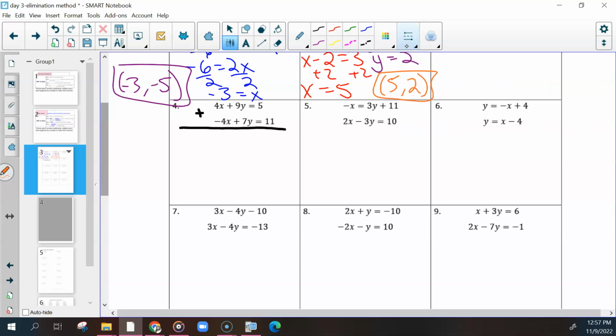So if we add these together, 4 plus a negative 4, those are going to cancel. 9 plus 7 gives us 16y. And then 5 plus 11 also gives us 16.